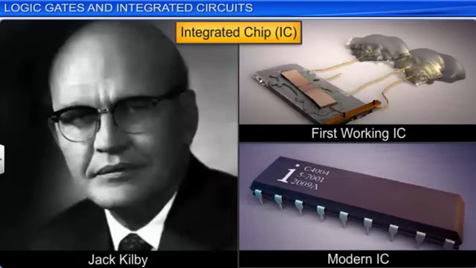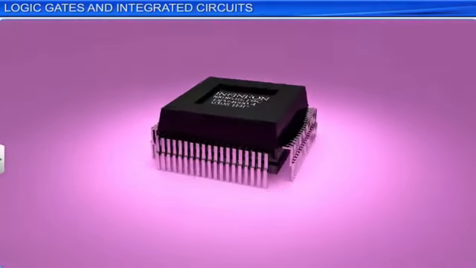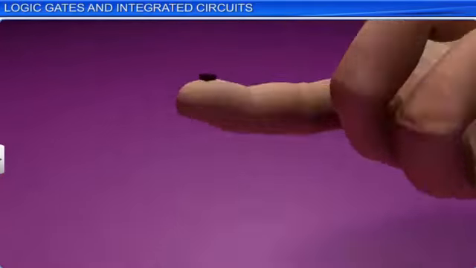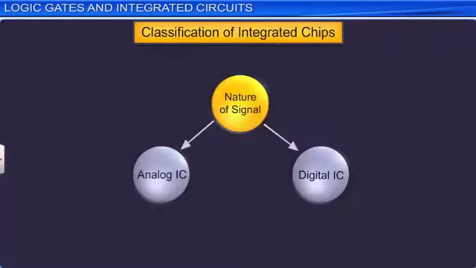The invention of ICs revolutionized the development of digital electronics, allowing increasingly complex circuits to be built onto increasingly smaller single semiconductor chips. Depending on the nature of the signal it can process, an IC can be an analog IC or a digital IC. A digital IC contains the logic gates we discussed before. Depending on the number of circuit components built on it, an IC can be classified as a small-scale integration IC.